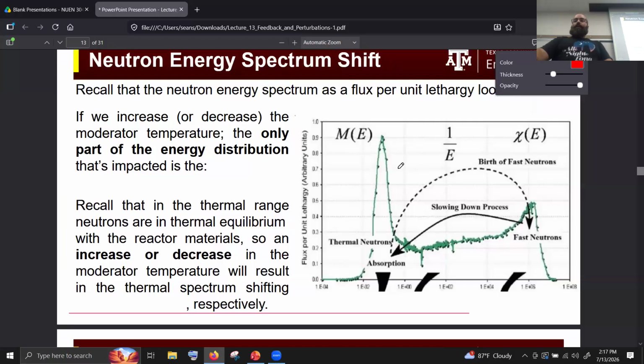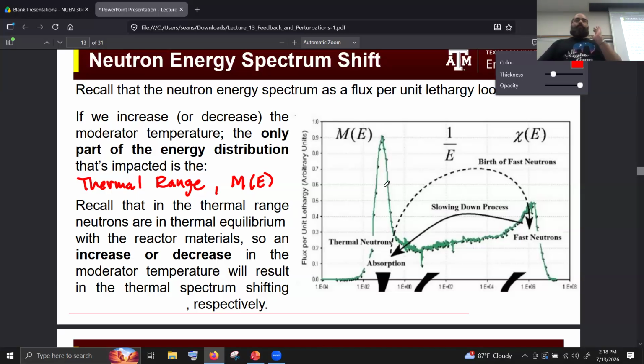So this is that plot that I was very crudely illustrating on the previous slide, where this is our neutron energy spectrum as a function of energy. You've got the thermal energy range, which looks like a Maxwellian distribution. You've got the fast energy range, which looks like the fission spectrum. And what we were saying before is that if you increase or decrease the moderator temperature, the only part of the energy distribution that's impacted is the thermal part. So the only part that's impacted is the thermal range. And that thermal range looks like the Maxwellian, which is M of E.